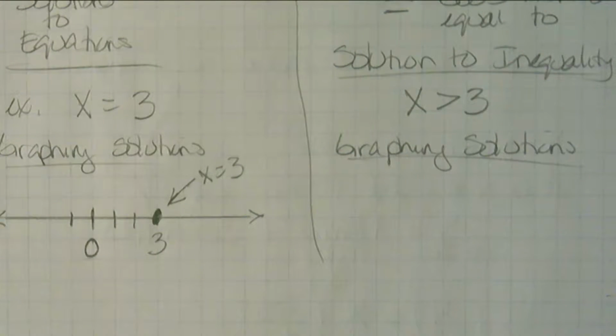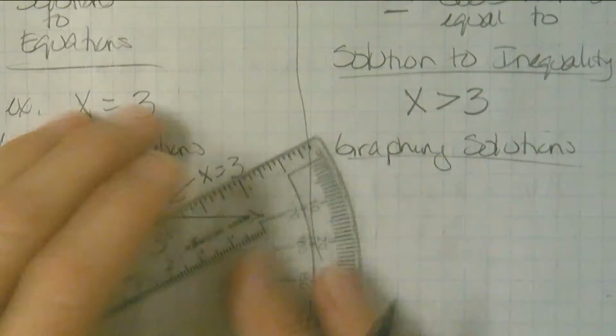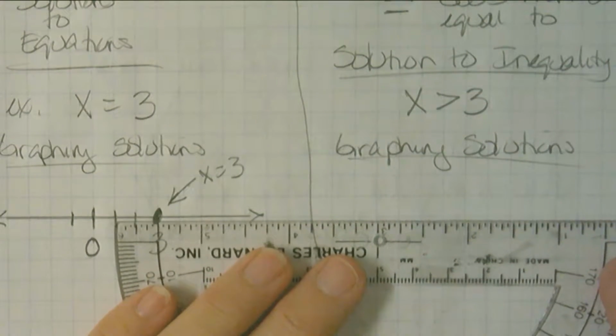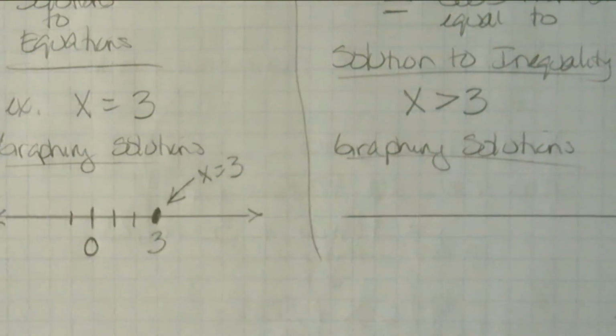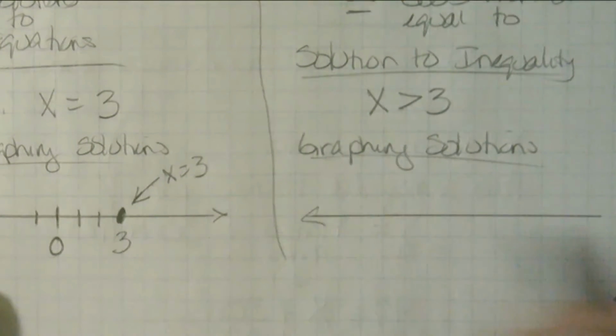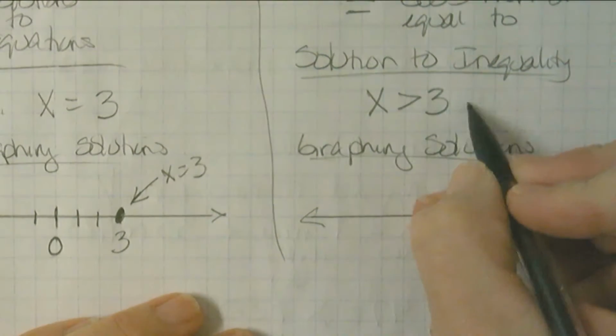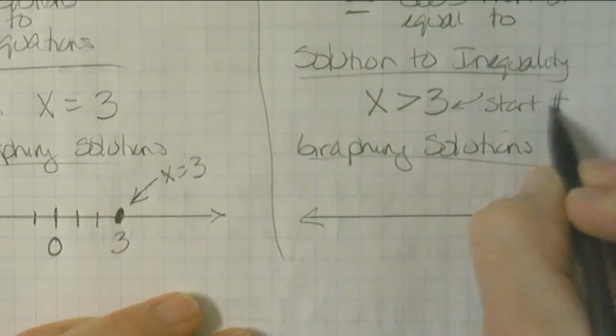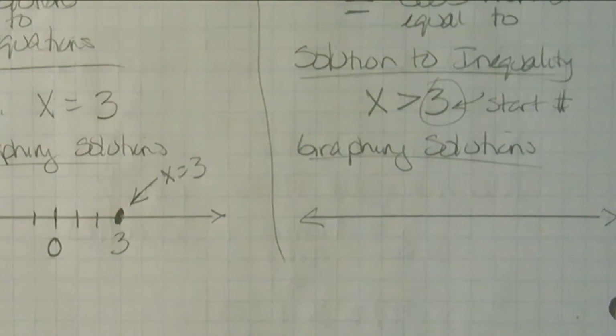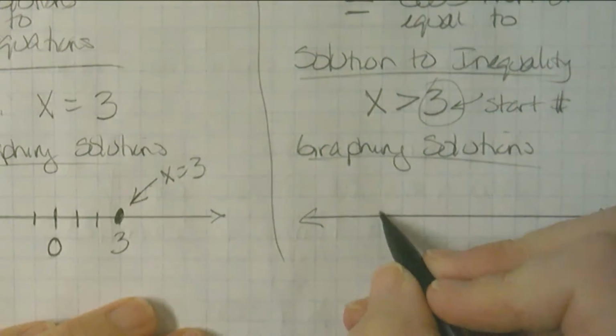Let's compare that to inequality solutions, which are a little bit different. We're still going to start with our number line. I call that value with our variable our start number, because that's where the values for our variables start. All right, so here's my 0.